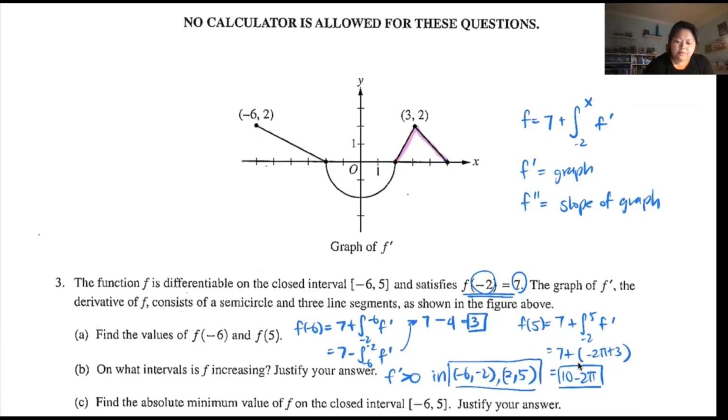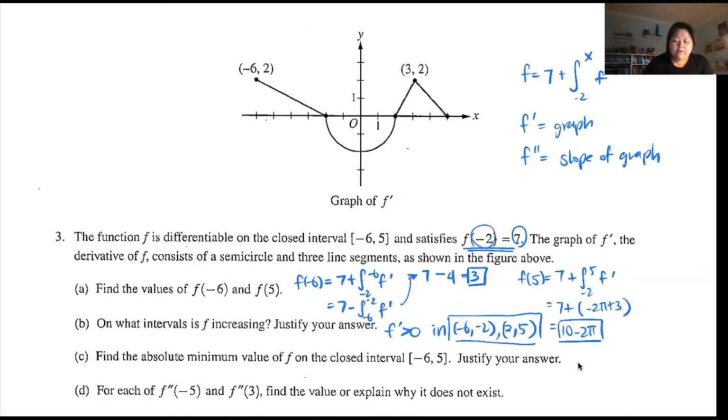Okay, beautiful. All right. Part C: find the absolute minimum value of f on the closed interval -6 to 5. Justify your answer. So remember, to get a minimum, your slope has to go from decreasing to increasing. So my slope has to change from negative to positive. My graph has to go from below the x-axis to above the x-axis, right? So here is where x equals 0, slope is 0, slope is 0. But which one of these went from negative to positive? Only here at 2, because that graph went from below the x-axis to above the x-axis. So that is a minimum.